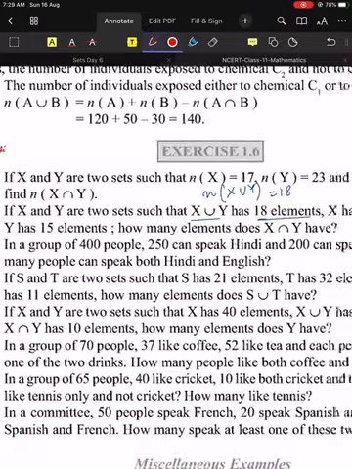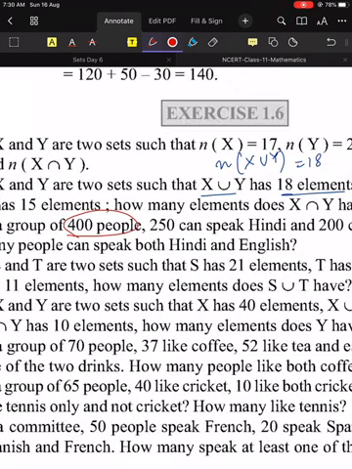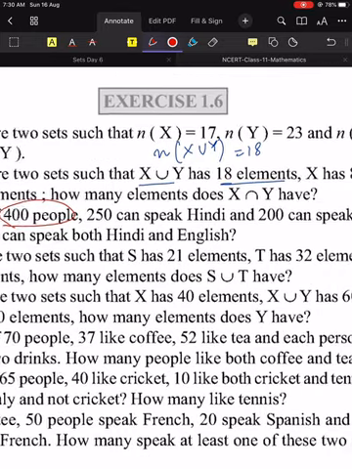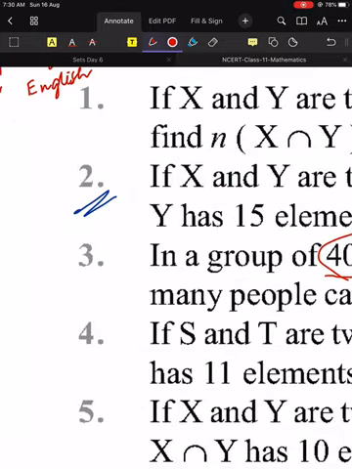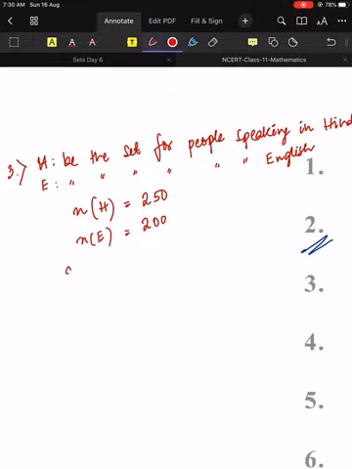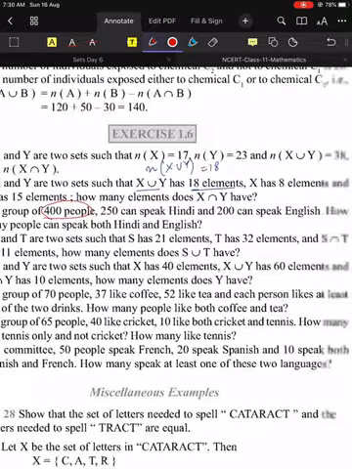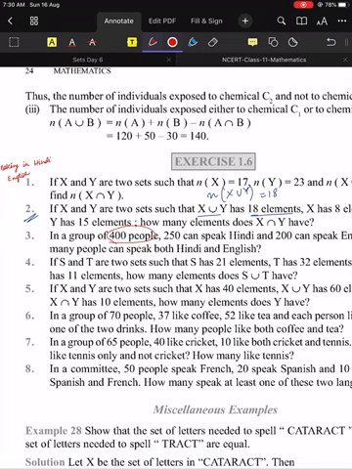Now they are saying that in a group of 400 people, 250 can speak Hindi and 200 can speak English. So this 400 people represent what? This 400 people represents n(H union E), the total number of people speaking Hindi plus the people speaking English. So that is 400 people. Clear? And they have asked you to find how many people speak both Hindi and English.